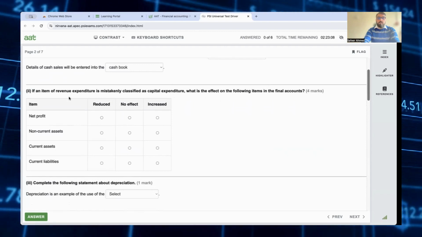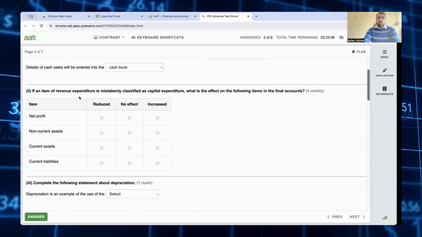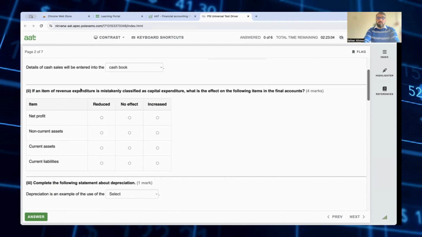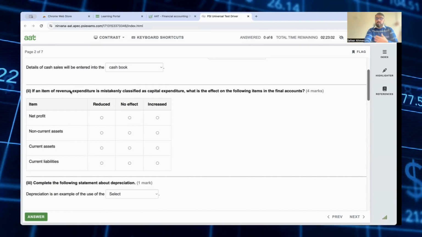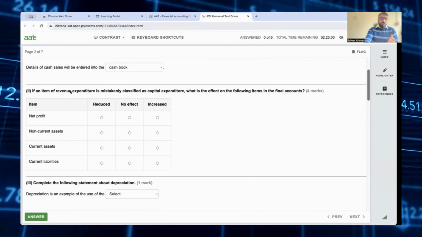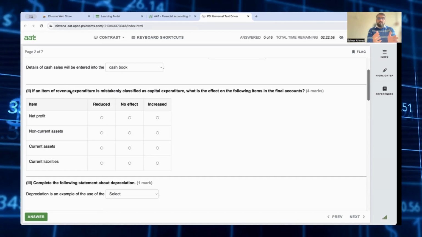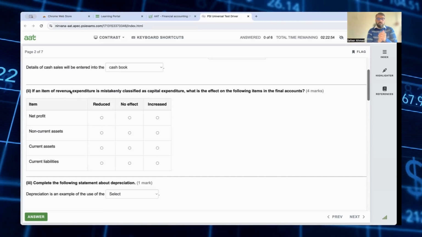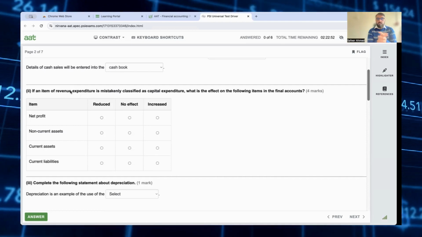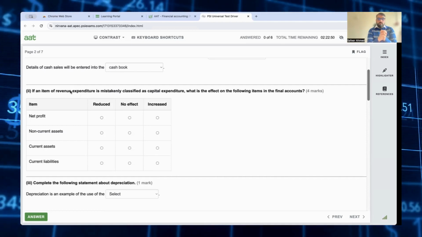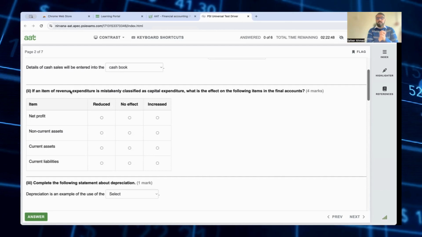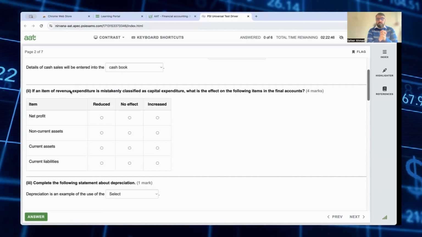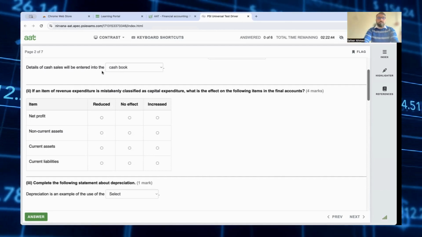Now, if you think about it, an expense you recorded as an asset means that you have understated your expenses. Now, when you understate your expenses, the impact on profit is that profit will go up. So remember, income minus expenses is your profit. So if you understate your expenses, that means the profit will be higher.